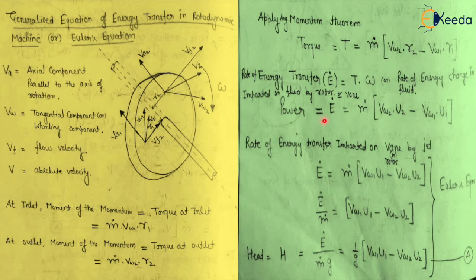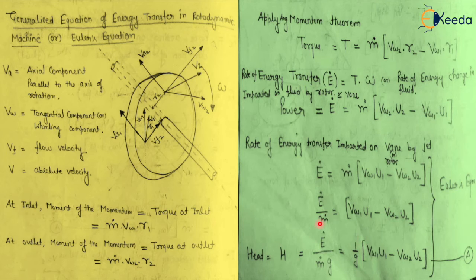So this is the power or rate of energy transfer in this case. This one is the rate of energy transfer imparted on the vane or rotor by the jet. Now this is the equation we calculate. This is the power or rate of energy change in the fluid. Per unit mass, this will be the equation Vw1 U1 minus Vw2 U2.